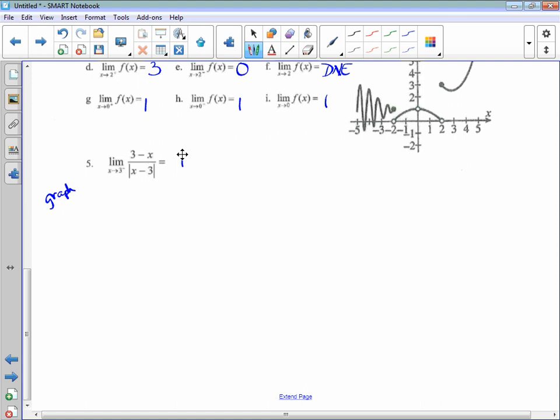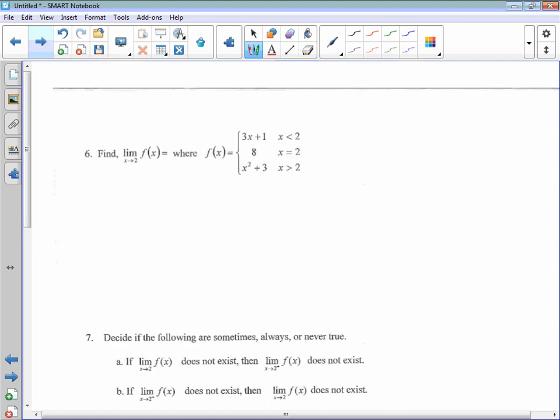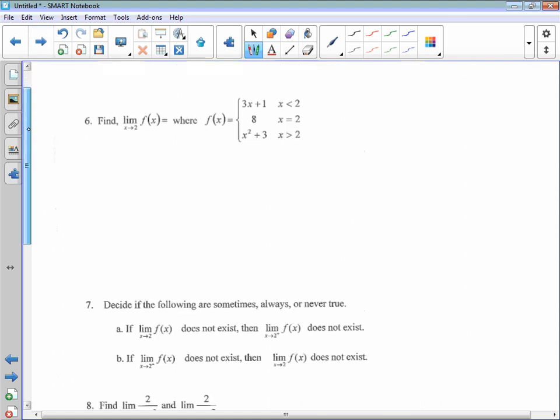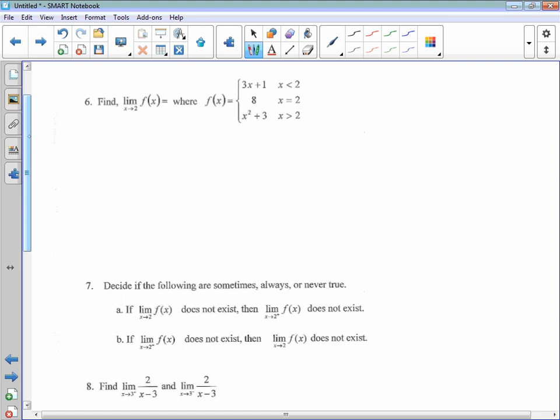Make sure, guys, you're either using the fraction key or you are putting parentheses around your numerator. Okay? Otherwise, your calculator will not give you accurate information. All right, last one here. Last page, that is.